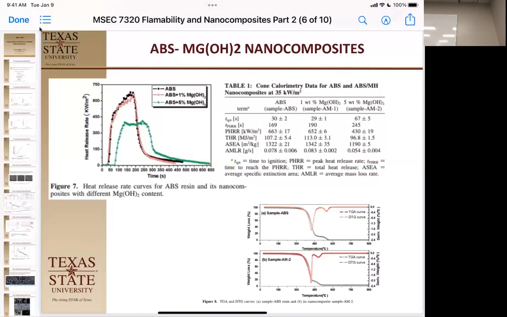That would be in thousands most of the time. And the peak heat release is almost 200 degrees lower, over 200 degrees lower. So it's doing its job there, and the onset time is twice as long as with the unfilled material.